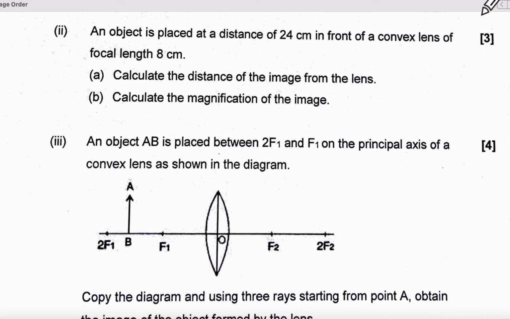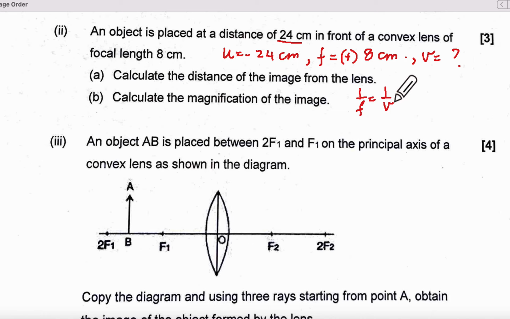Now tell me, the object is placed at a distance, so u is equal to minus 24 centimeter. It's a convex lens, so the focal length is going to be positive, 8 centimeter. Calculate the distance, and calculate the magnification. What is the formula? 1 upon f is equal to 1 upon v minus 1 upon u. Can you proceed with this? Yes, ma'am. You can do this on your own.